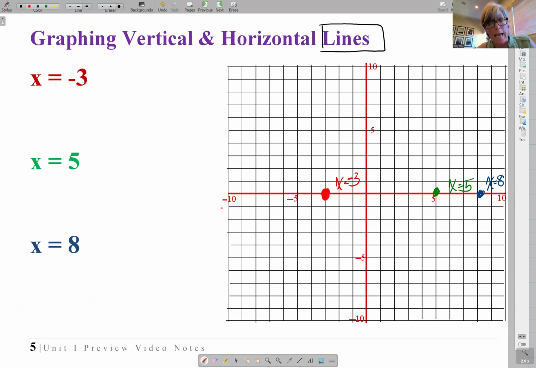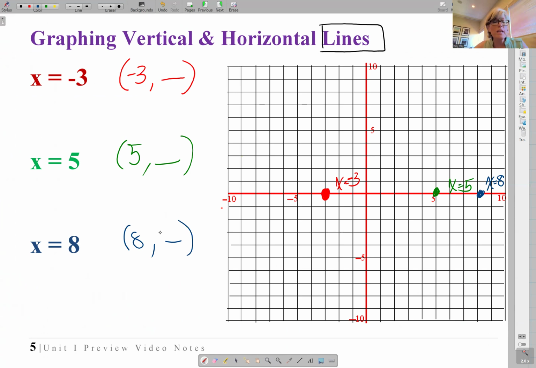They are lines. They read like this. All the points where x is -3. All the points where x is 5. All the points where x is 8. So the easiest way to actually graph this properly is to graph a bunch of points that fulfill this. So the line x equals -3, you start. What this point is right here, technically, that is -3, 0.